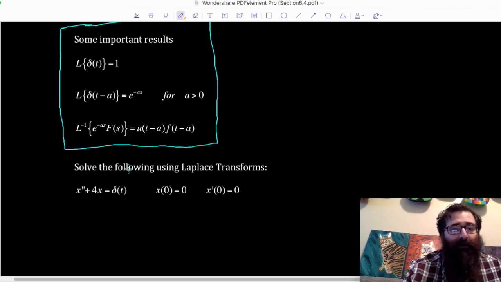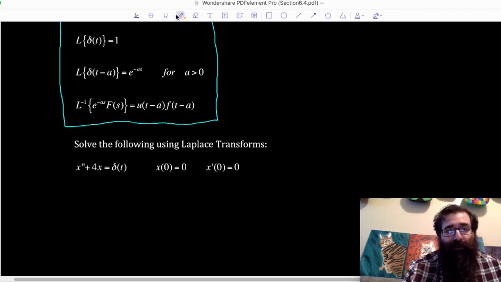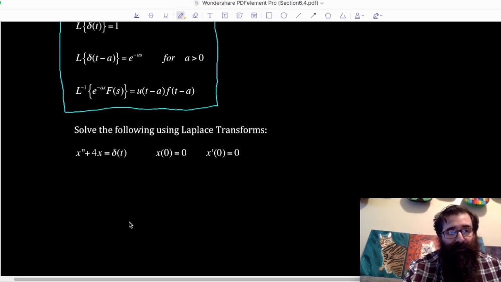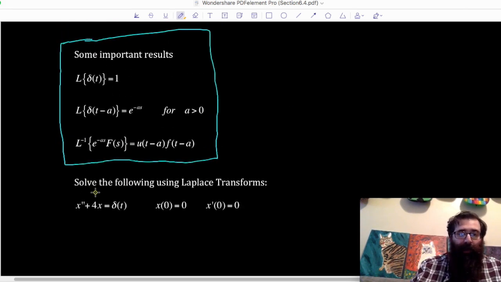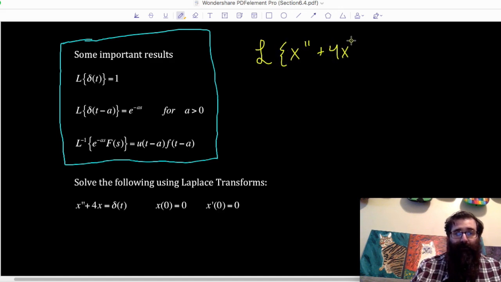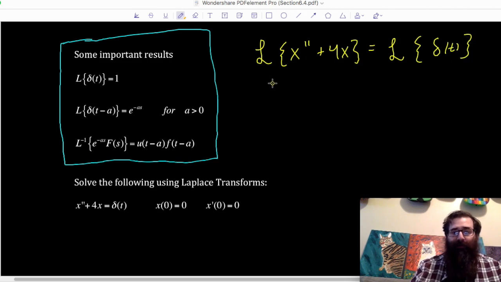And let's go ahead and take a look at solving the following differential equation using Laplace transforms. Let me actually use some of this extra space up here. So I have x double prime plus 4x equals delta of t. And we have initial values x at 0 is 0 and x prime at 0 is 0. So let me go ahead and take the Laplace transform of both sides. So the Laplace transform of x double prime plus 4x equals the Laplace transform of delta of t. And I can use linearity of the transformation to break this up.